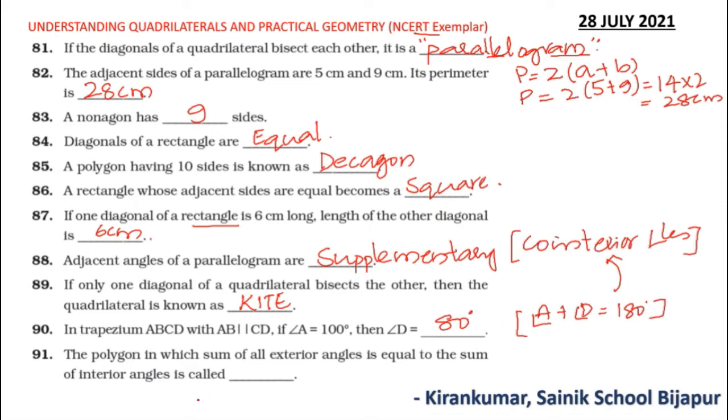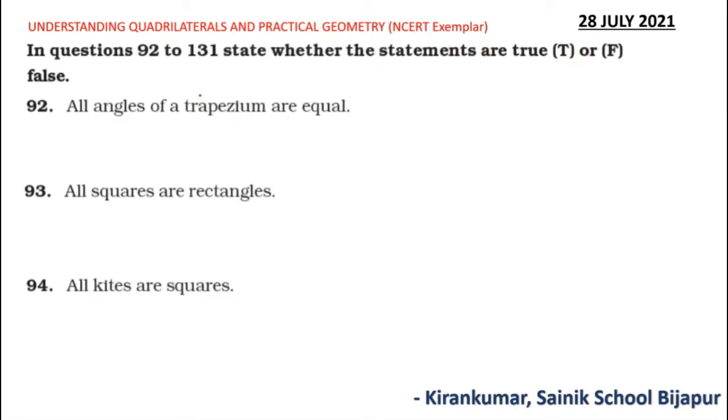Question 91. The polygon in which the sum of all exterior angles is equal to the sum of interior angles is called a quadrilateral, because in a quadrilateral the sum of the interior angles is 360 degrees and the sum of all exterior angles is also 360 degrees. This completes the fill in the blank type questions. Now we have questions 92 to 131, which are true or false.